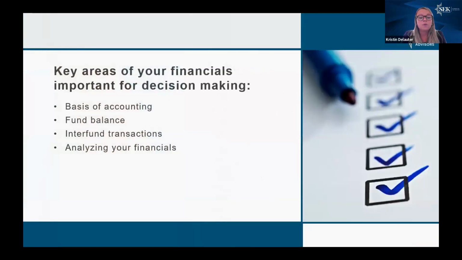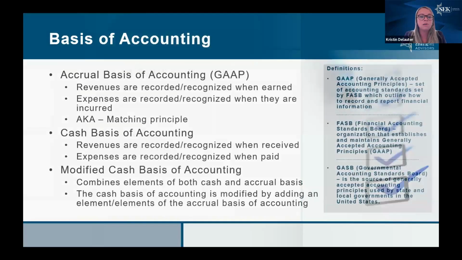So, Krista and I are going to go over 4 key areas today of your financials that are important for decision making, including the basis of accounting, whether you're using GAAP basis or another reporting framework, fund balance, what it is, and the 5 different classifications, interfund transactions, including due to and due from different funds, as well as transfers between your funds, and then analyzing your financials, how to use the information for a year-over-year analysis, as well as reviewing budget versus actual results. I'm going to start with the basis of accounting.